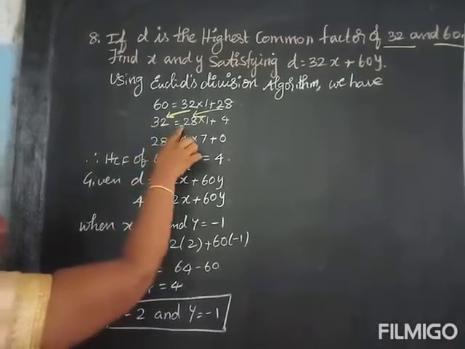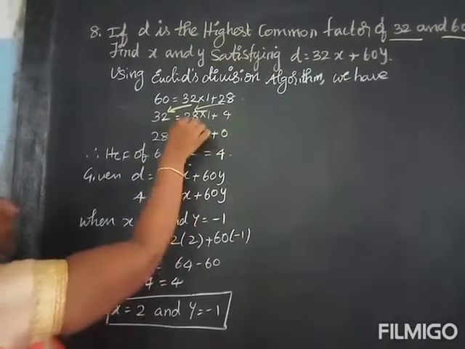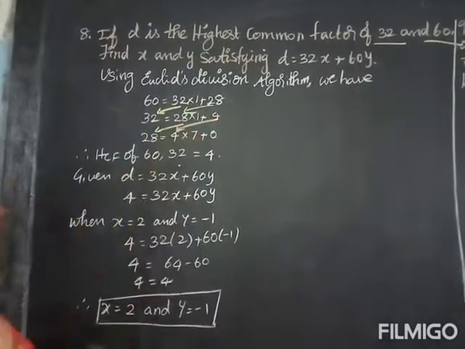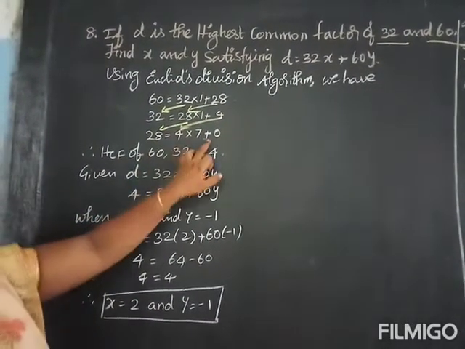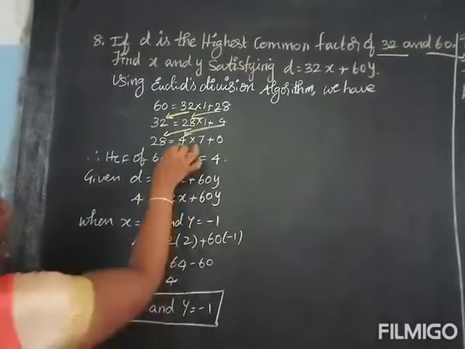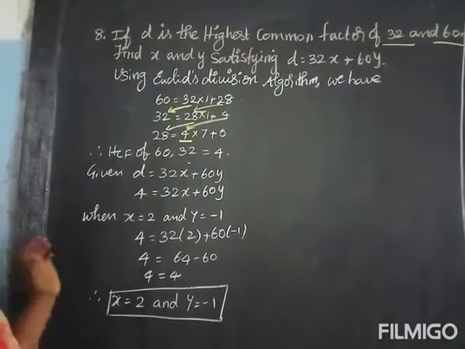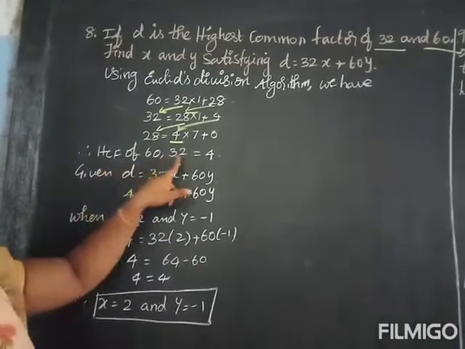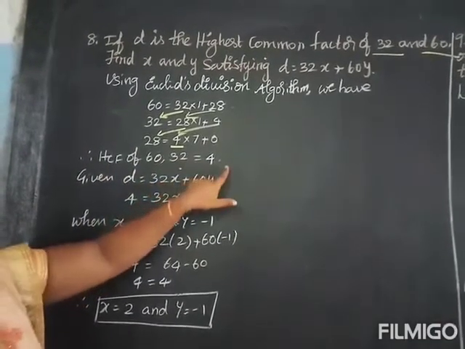So 32 equals 28 into 1 plus 4. Next step, take 28 as dividend, 4 as the divisor. 4 sevens are 28, you will get the remainder as 0. So you have to stop here. What is the divisor in this step? That is the HCF of the given two numbers, isn't it? So therefore HCF of 60 and 32 equals 4.